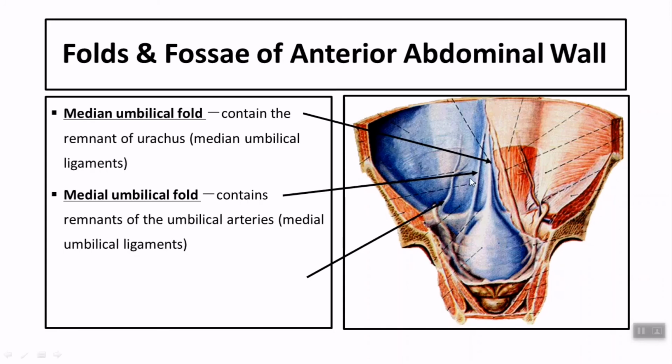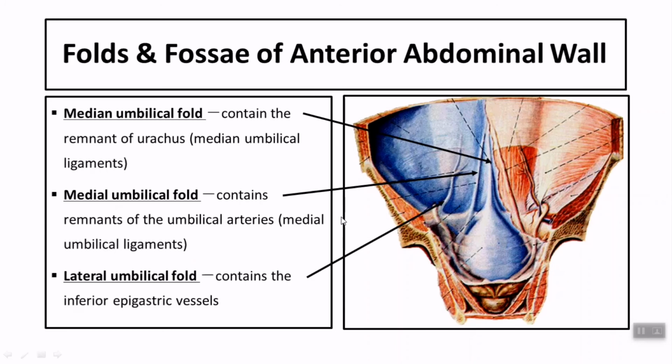The remnants of the umbilical arteries are fibrous, and they are called the medial umbilical ligaments, but the fold is called the medial umbilical fold. The most lateral one is called the lateral umbilical fold, and it contains the inferior epigastric vessels. So at the midline, we have the median umbilical fold formed by the urachus, the medial umbilical fold formed by remnants of umbilical arteries, and the lateral umbilical fold formed by the inferior epigastric vessels.